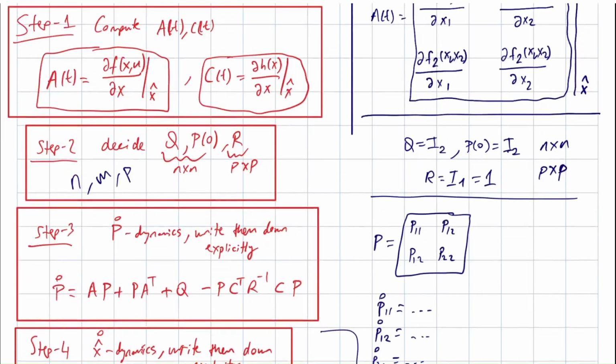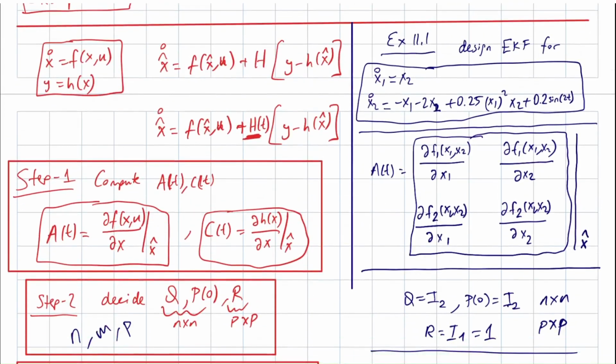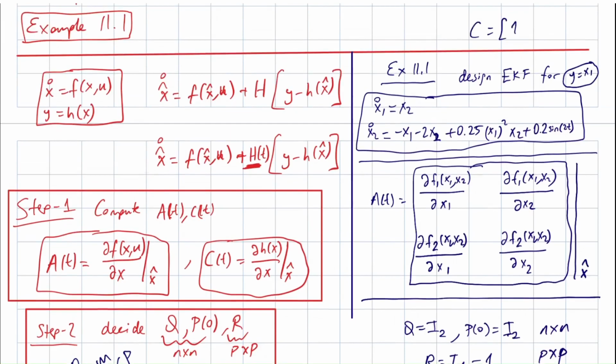Okay, and let's look at this example at this point. Here, design an extended Kalman filter for the given nonlinear dynamical equation. First step, let's remember, by the way, I forgot to write this. Y, the measurement, is only x1. C has that form. So C doesn't depend on the state.